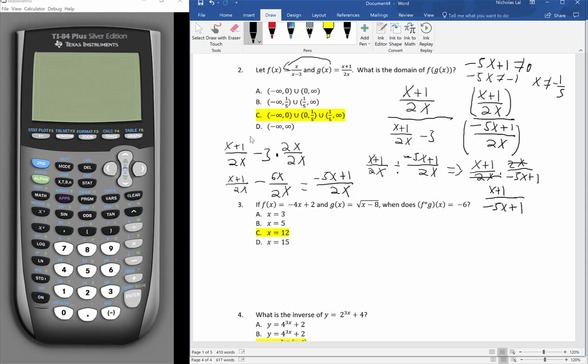Additionally, if you have a denominator of 2x anywhere in the function, then x cannot be equal to 0, because then you'd be dividing by 0 at some point. So because of that, x cannot equal 0, x cannot equal negative 1/5. So our domain is, I'm sorry, divide each side, that's just going to be positive 1/5. So x cannot equal 0, x cannot equal 1/5.